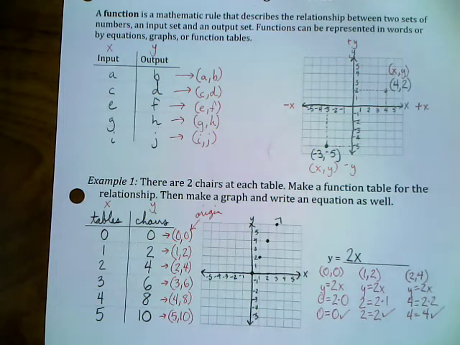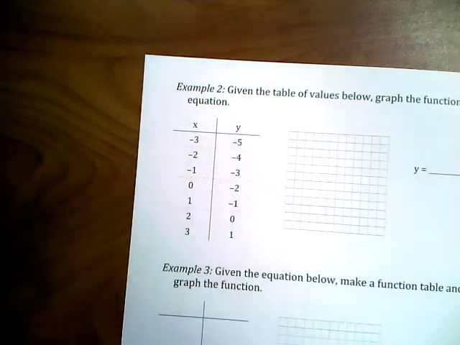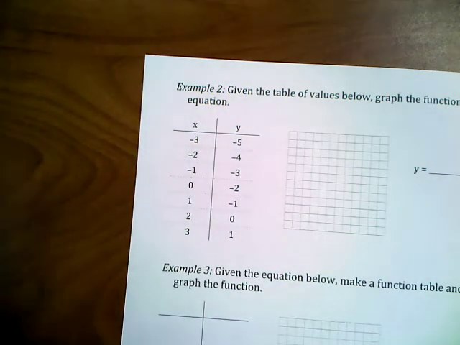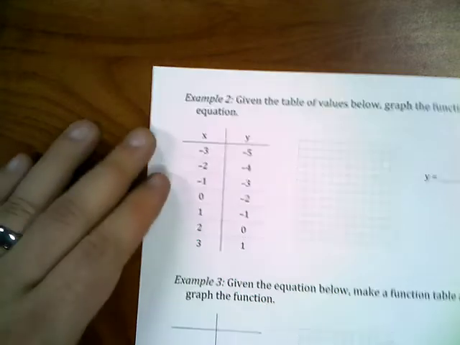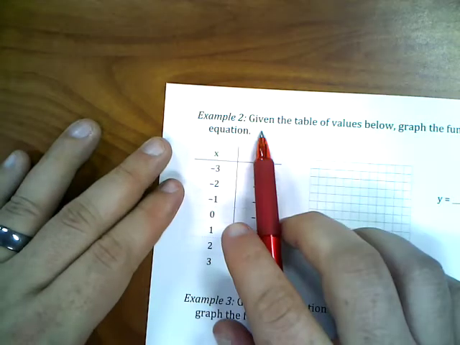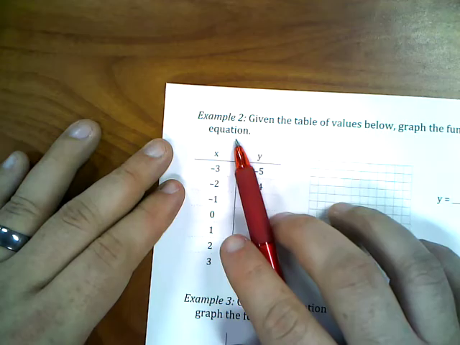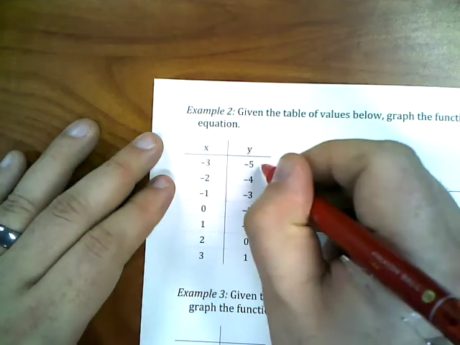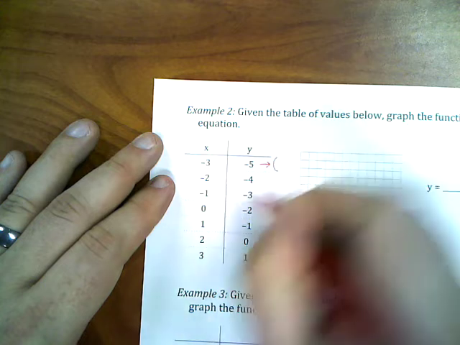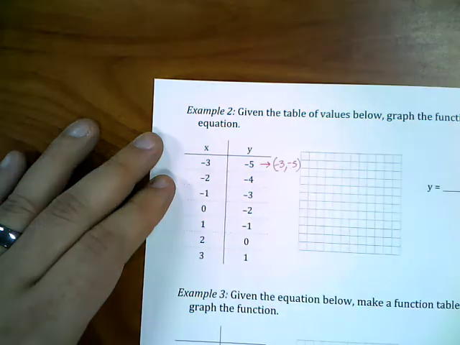So let's go ahead and flip our papers over here. And we're going to take a look. This time, instead of starting with a story problem, we are going to start with a table of values. So for my table of values here, given the table of values below, graph the function and find its equation. So there's my table value. So remember, I'm not going to write these all out this time. But remember, this is going to be my first number, comma, my second number.